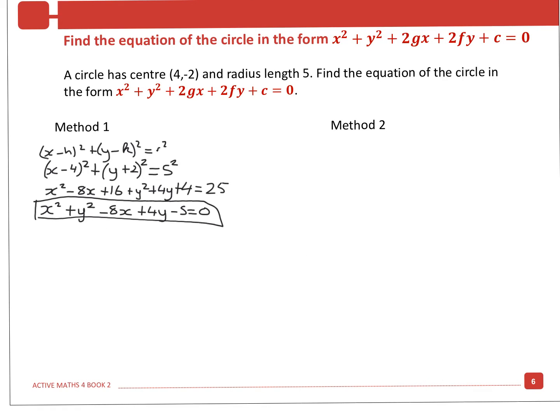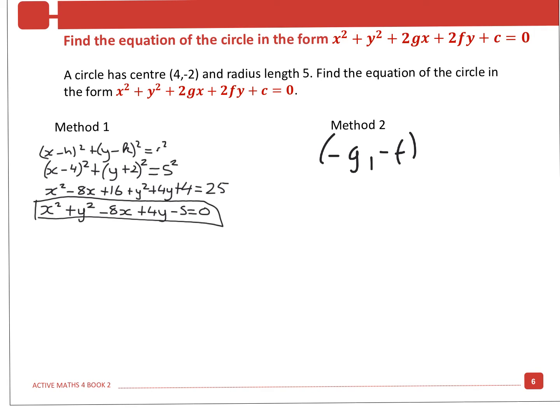The second method we could use here is that, from our knowledge of that form of the equation of the circle, we can clearly see that (minus g, minus f) is our centre point.